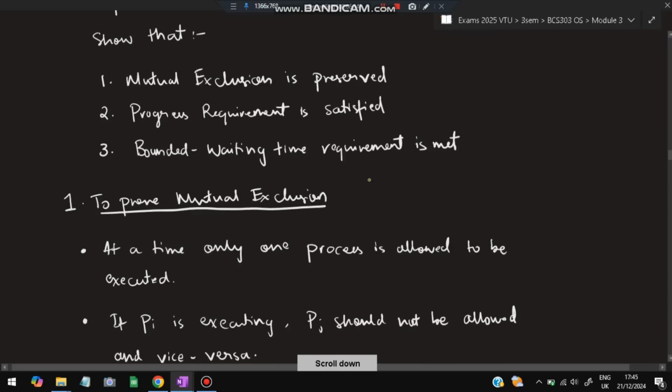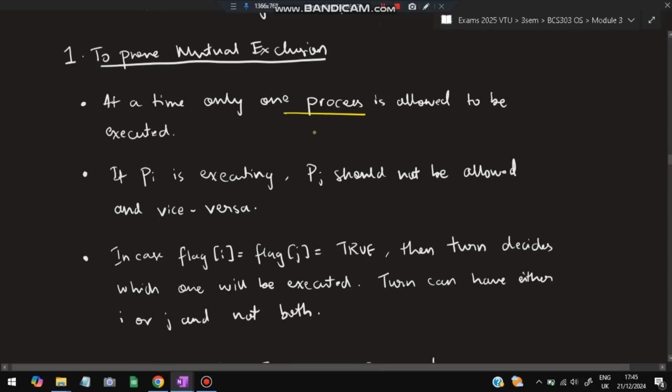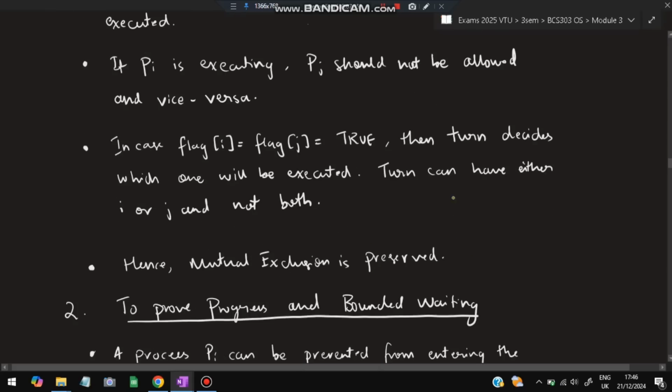Let's understand if mutual exclusion is met or not. The requirement is that at a time only one process is allowed. That is called mutual exclusion, right? If pi is executing, pj should not be allowed, and vice versa. In case flag[i] and flag[j] are both true, both are eligible, pi wants to go and pj also wants to go. At that time turn decides which one will be executed, because turn can have either i or j, it can't have both. Whichever value turn has, that process will be executed. If turn has i, pi will be executed; if turn has j, pj will be executed. So mutual exclusion is achieved because of the turn variable.